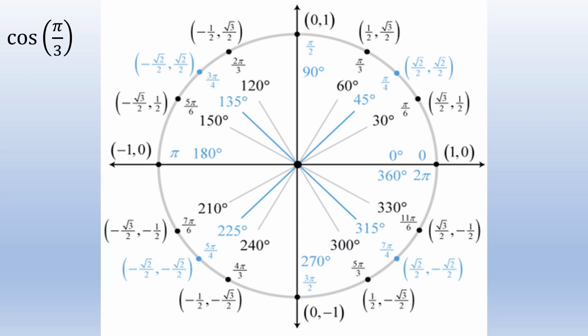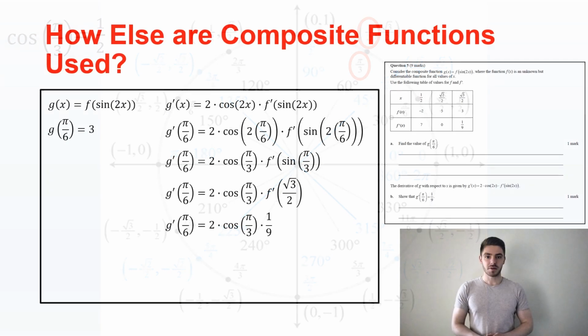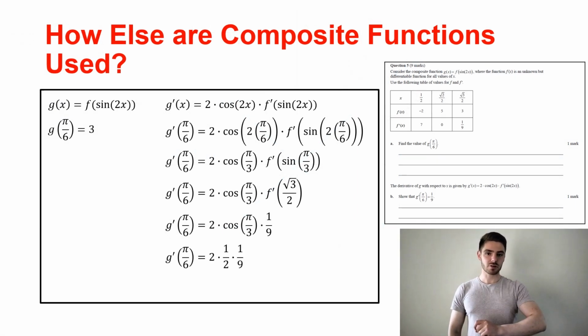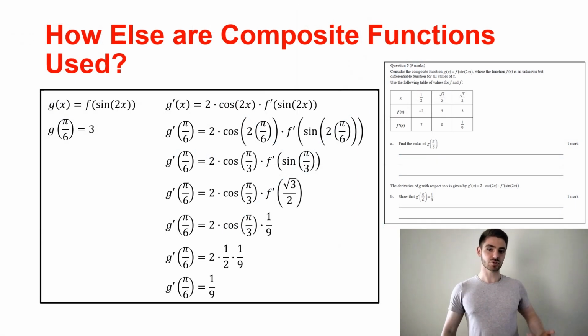Again, consulting the unit circle, we can see that cos pi on 3 is just a half. Now all we've got to do is sub this back into our equation and simplify. And sure enough, we get our expected result of 1 on 9.